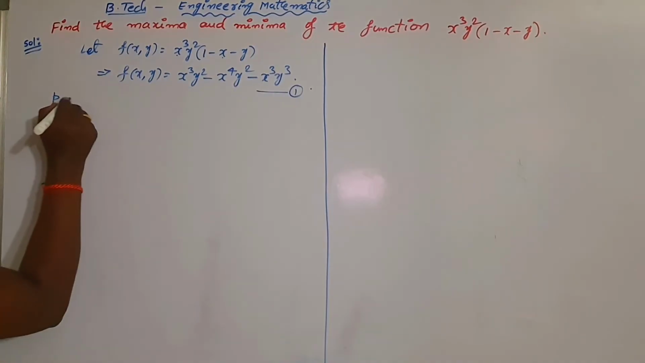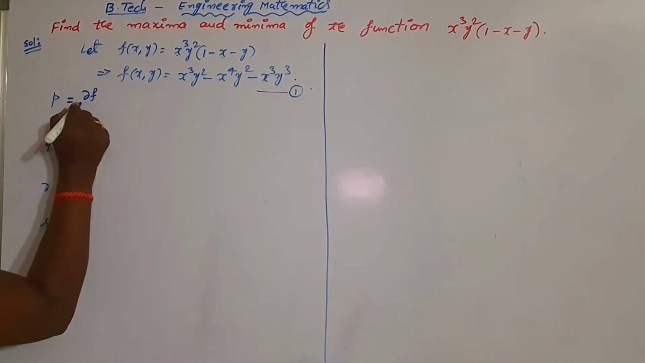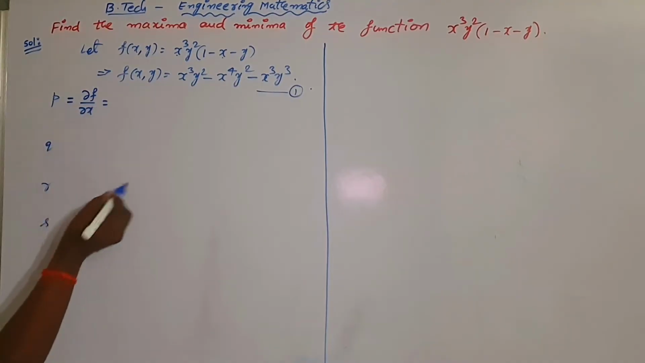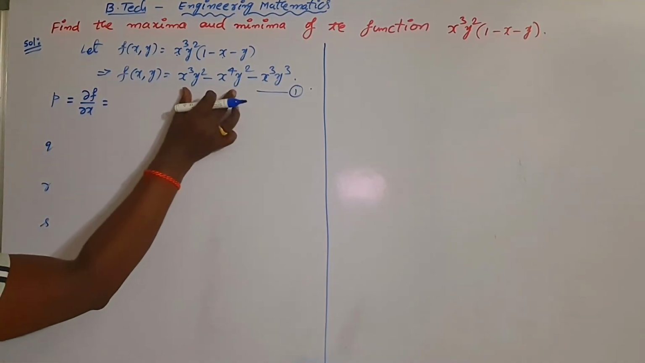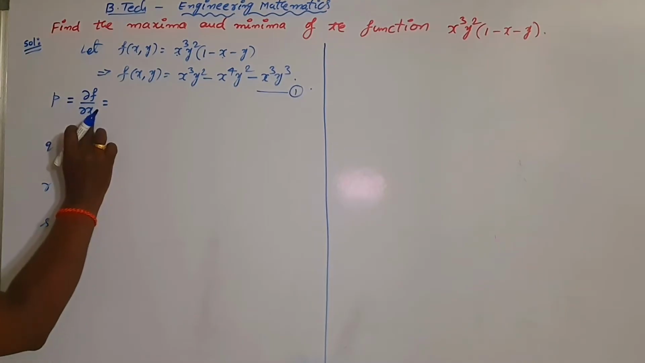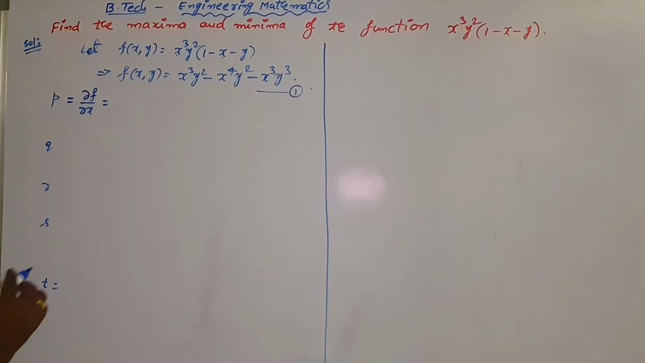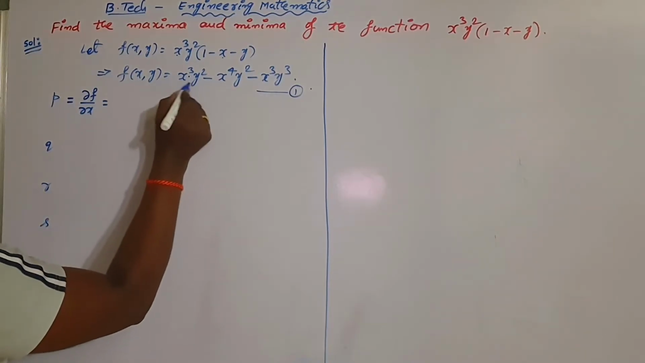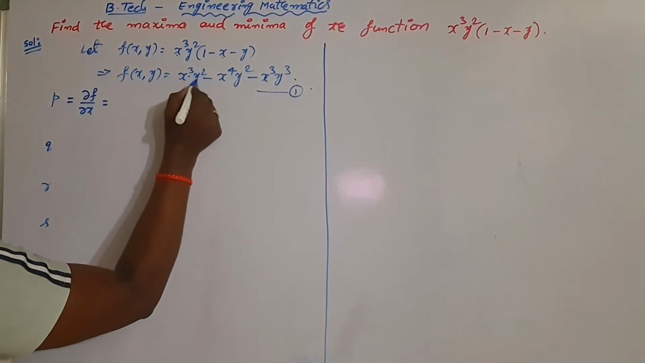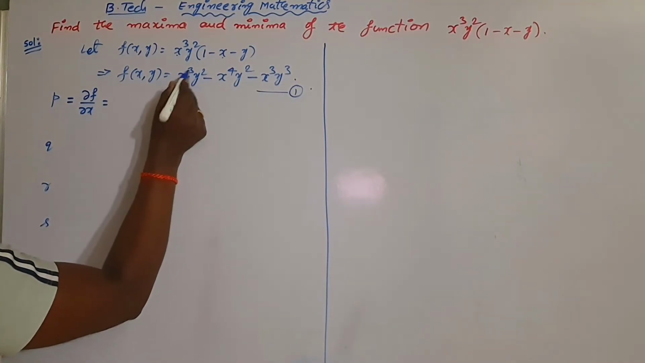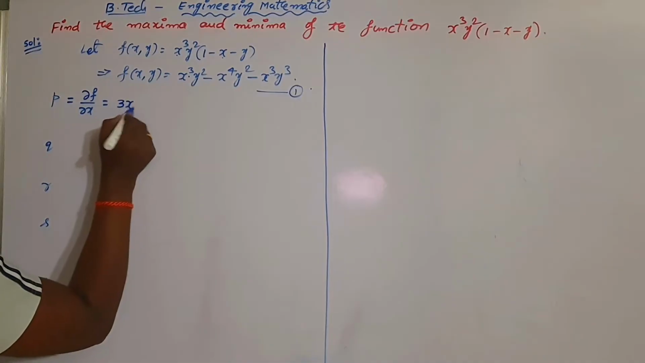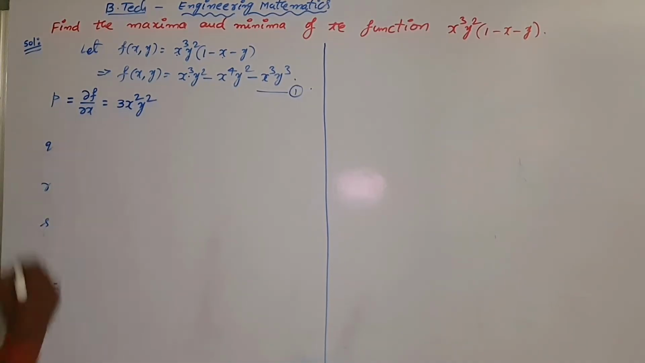What is p? p is nothing but ∂f/∂x. It means that we have to take the partial derivative of the given function with respect to x. Whenever we take the partial derivative with respect to x, except x, the remaining are all constants. Particularly, y terms become constants. Here, in the first part of the function, y² is constant, so don't disturb that term. Just take the derivative of x³ with respect to x. It would be 3x²y².